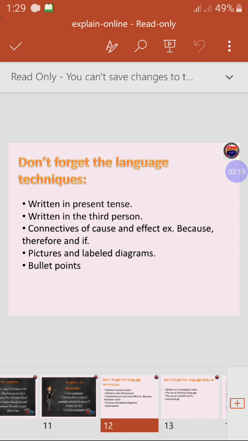Don't forget the language techniques. First, it's written in the present tense because we are stating facts. Second, it's written in the third person. Third, we can use connectives of cause and effect like because, therefore, and if. Fourth, pictures and labeled diagrams are very useful because they make the text more vivid, as if you are seeing the process. The last point is the bullet points, which organize the text.